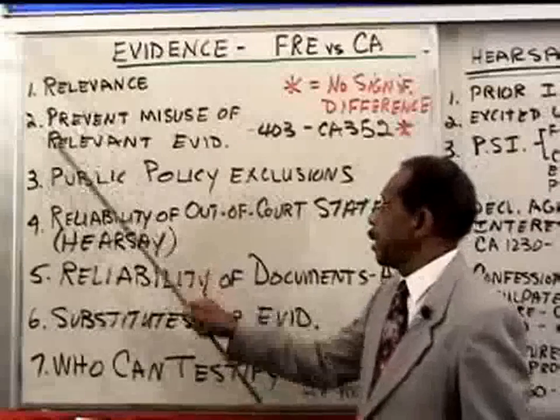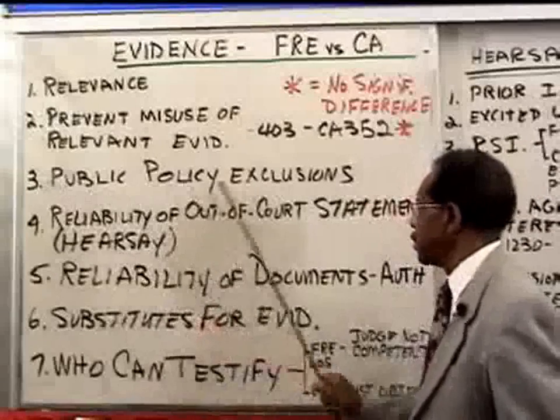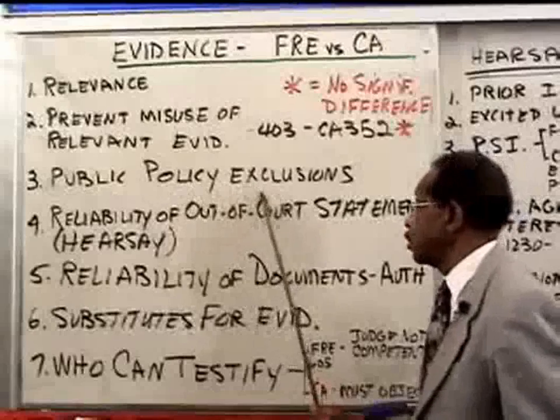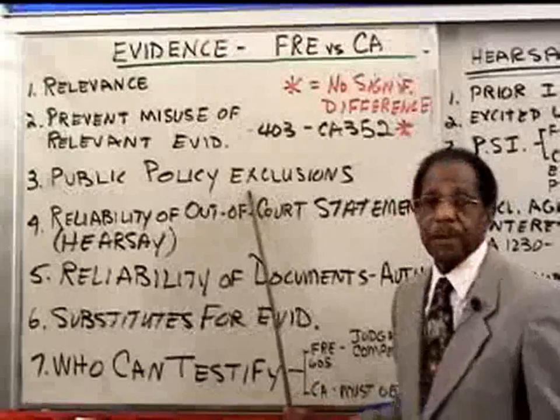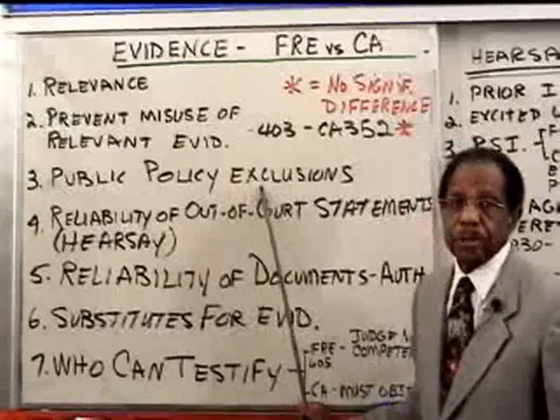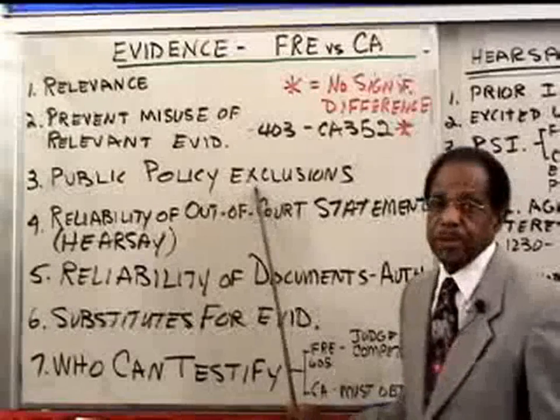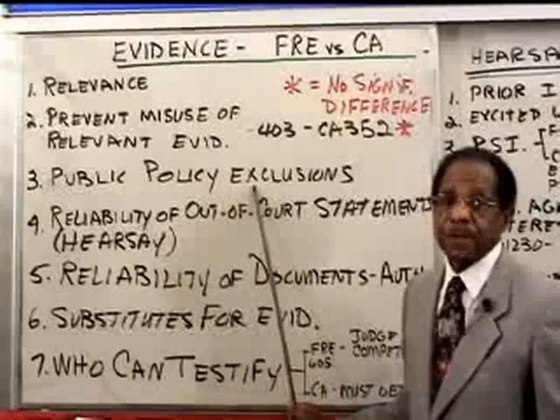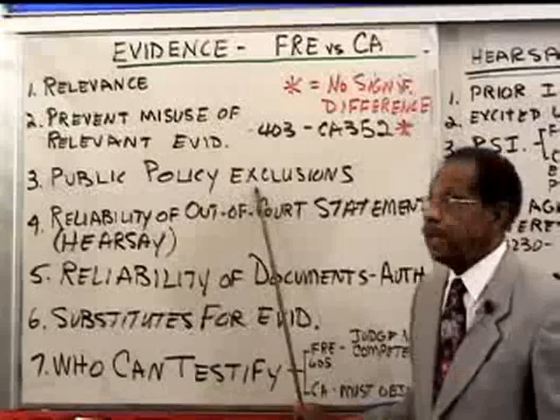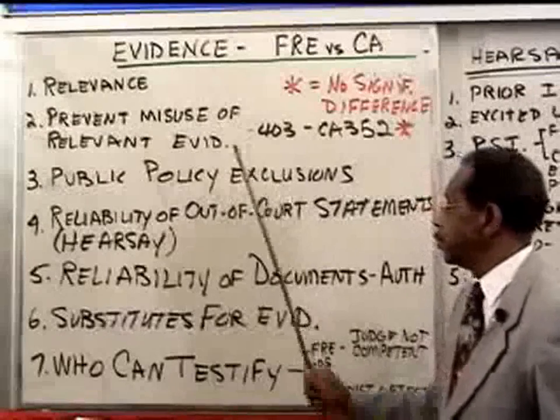Third, the category that we'll discuss is public policy exclusions. You would certainly think of those as a category, so you would like to be aware of the differences between the public policy exclusions under the federal rules versus the public policy exclusions under the California Evidence Code.